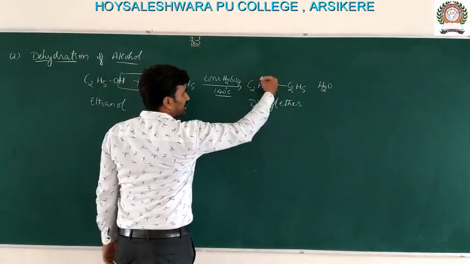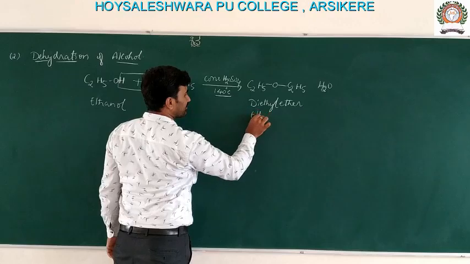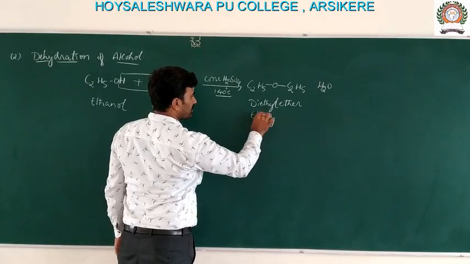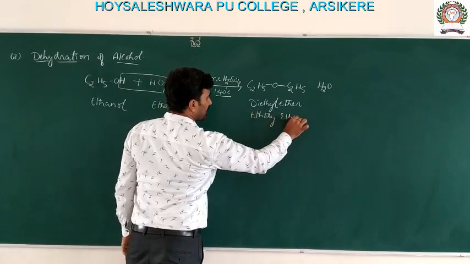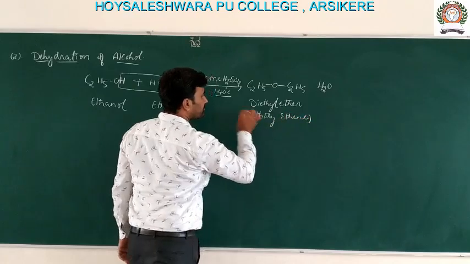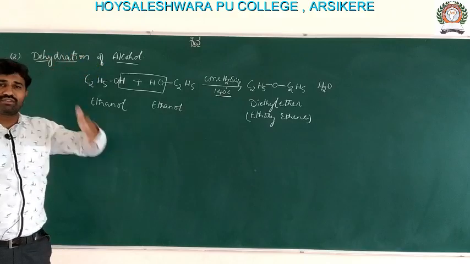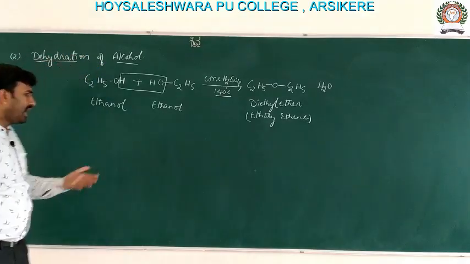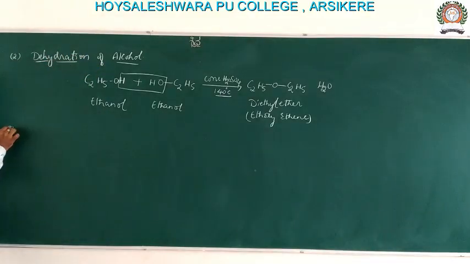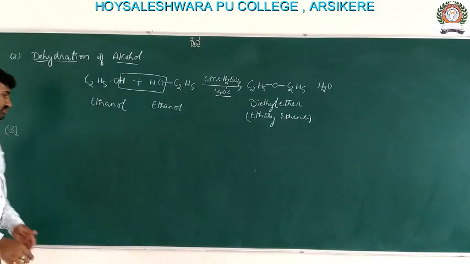The IUPAC name is ethoxyethane. Okay, so this is one method, that is dehydration of alcohol. Another method is there still. The third method is from alkyl halides.